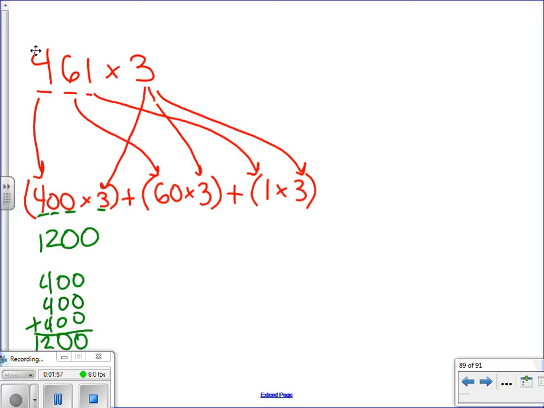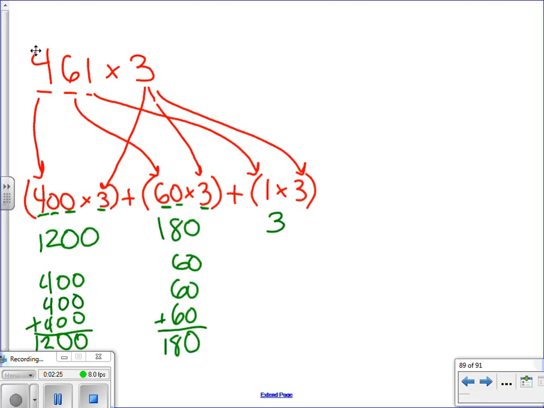Moving on to our tens place, 3 times 6 is 18. And again, if I added 60 plus 60 plus 60, I would have a 0 in the ones place. And 6 plus 6 plus 6 is 18. So recognizing that there's a 0 in the ones place, there needs to be a 0 in the ones place in our answer. And lastly, our ones place, 1 times 3 is 3.